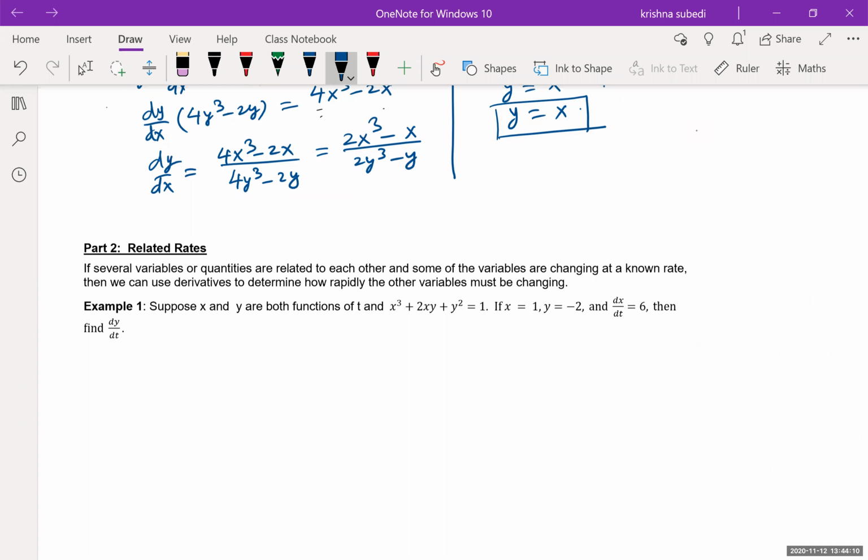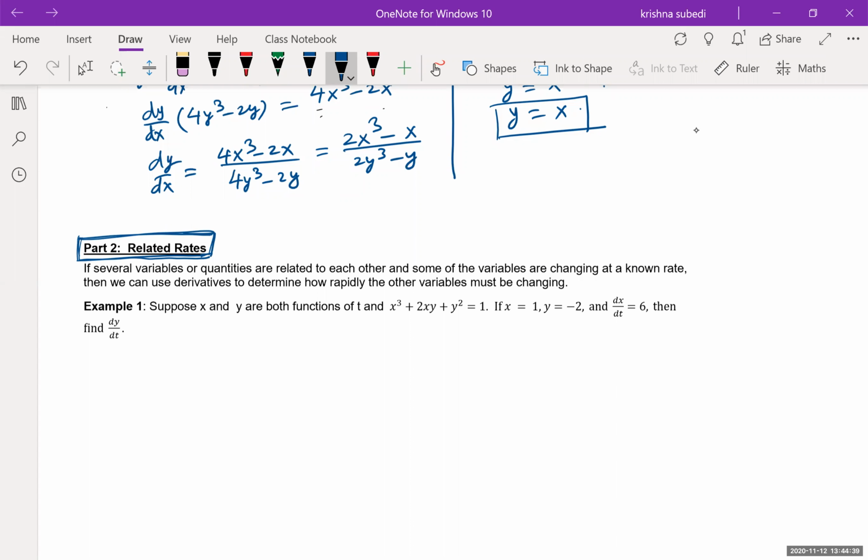So in our previous class, we learned how to find the derivative of an implicitly given function, implicit differentiation. In this lesson, in part 2, related rates. This is actually the real world application of the concept that we just learned in the previous section.